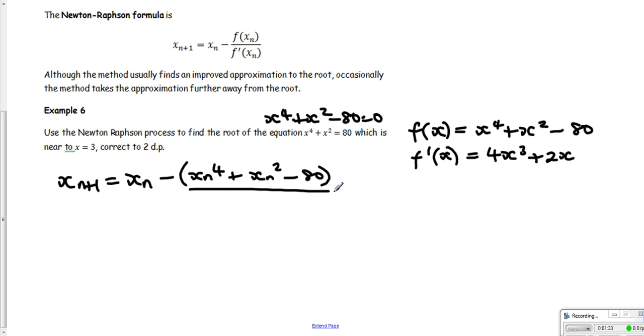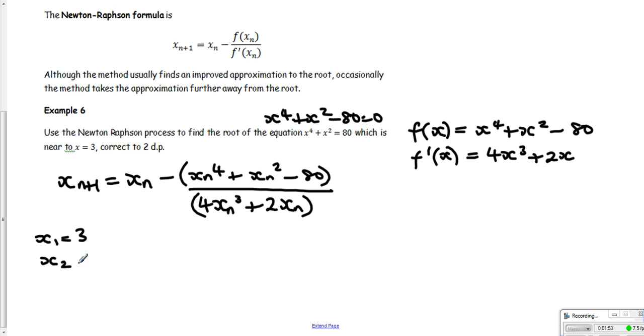And then on the denominator we have f dash. So that's 4xn cubed plus 2 times xn. I'll put brackets around those just so it's clearer. So our first approximation, which sometimes we call x1, sometimes we call it x0. The first approximation is 3.